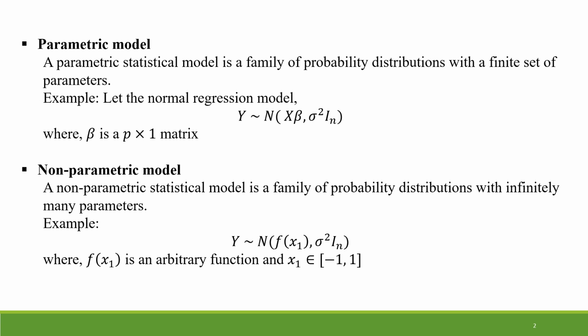A non-parametric model is a statistical model in which a family of distributions has an infinite set of parameters. Here we consider another normal regression model having response variable y following a normal distribution with mean f of x1 and variance sigma square I n, where the function f of x1 is an arbitrary function with the range of x1 between -1 and 1. Here we have an infinite set of parameters. It indicates a non-parametric model.